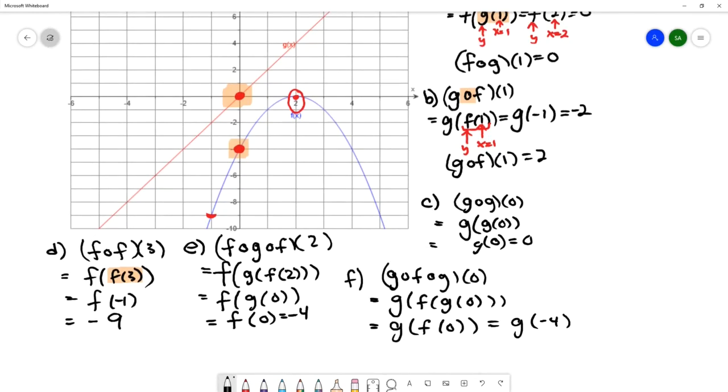And then we need to find g of -4. Here's an x of -4, and we have a y value of -8. So g of -4 is -8. So we found g composed with f composed with g of 0 to be -8.